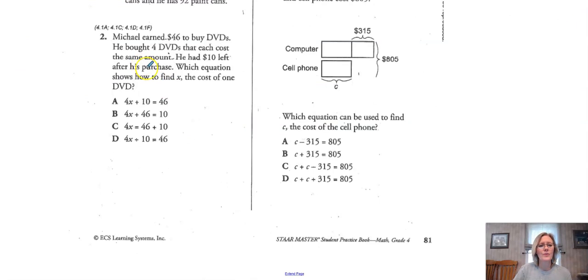And on number two, it says, Michael earned $46 to buy DVDs. He bought 4 DVDs that each cost the same amount. He had $10 left after his purchase. Which equation shows how to find X, the cost of one DVD? So if we come in, whatever X is has to be the cost of one of the DVDs. Let's mark our problem here.